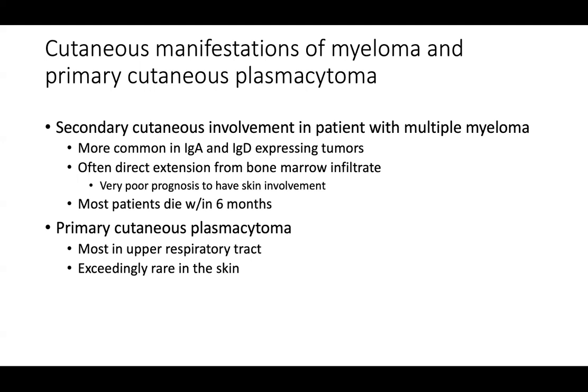So secondary cutaneous involvement in patients with multiple myeloma is more common in patients that have IgA and IgD expressing tumors, often direct extension from the bone marrow infiltrate. This has a very poor prognosis to have skin involvement, and most patients unfortunately die within 6 months. Primary cutaneous plasmacytoma is most often found in the upper respiratory tract. It's very exceedingly rare in the skin.